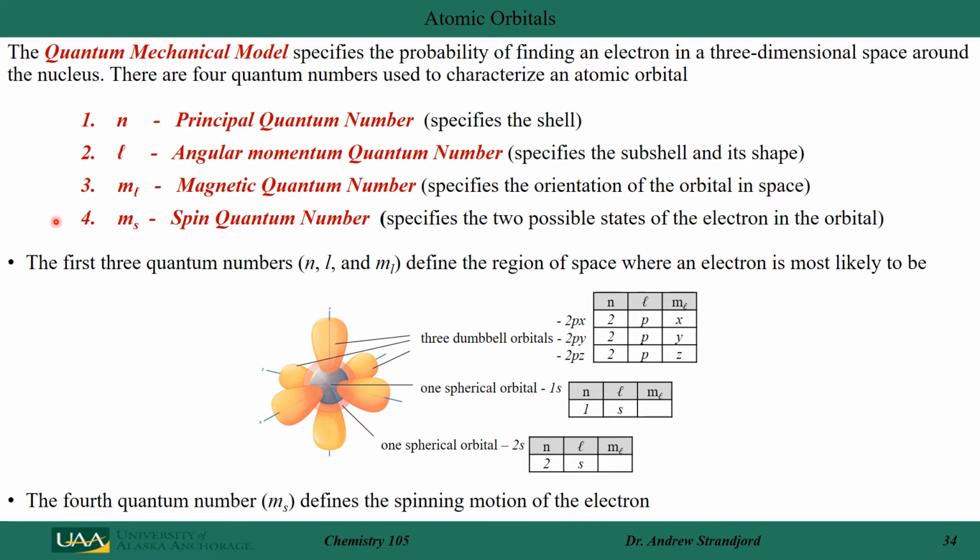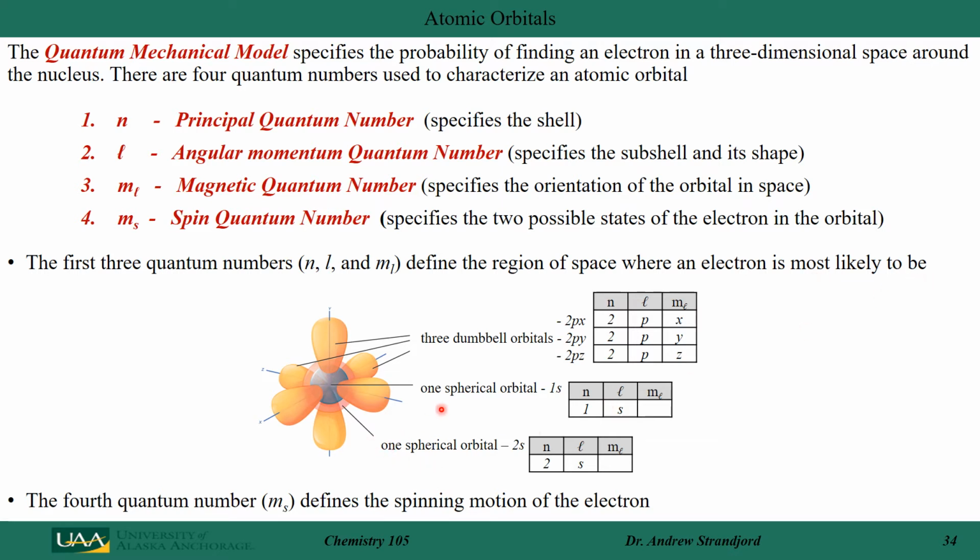And a fourth quantum number called m sub s, which is the spin quantum number, which specifies the two possible states that the electron can actually occupy within one of these orbitals within the shell itself. So the first three quantum numbers define the space where an electron is most likely to be. And let's look at those.